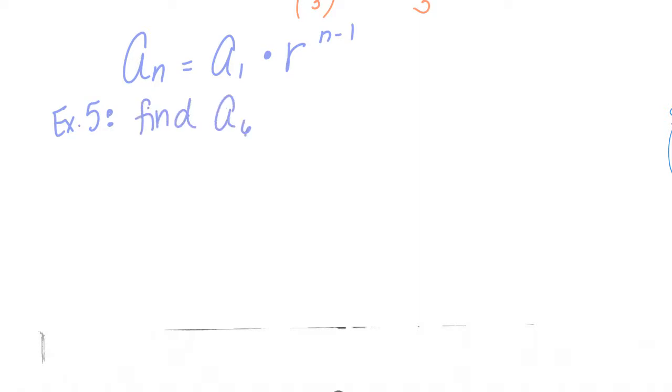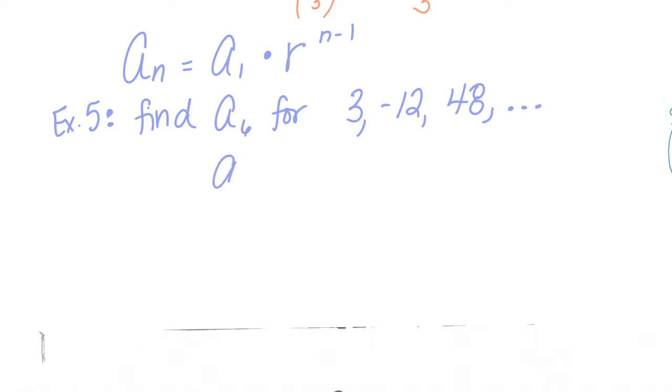All right, so let's look at one more just because we're here. I'm going to write the formula again. The formula is a sub n is equal to a sub 1 times r to the n-1. And this next question is going to say find, I don't know what example I'm on, I'll say 5. Find a sub 6 for 3, negative 12, 48, and so on.